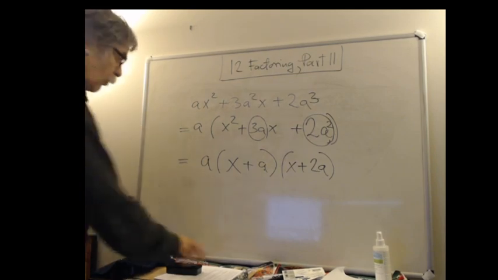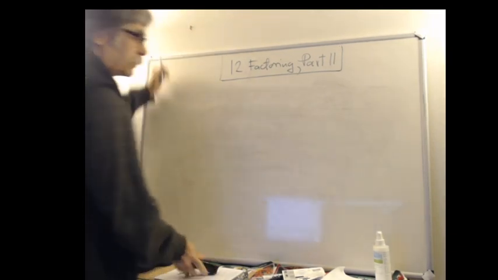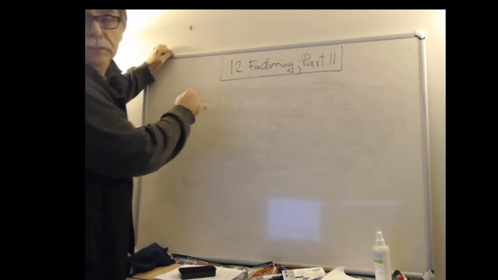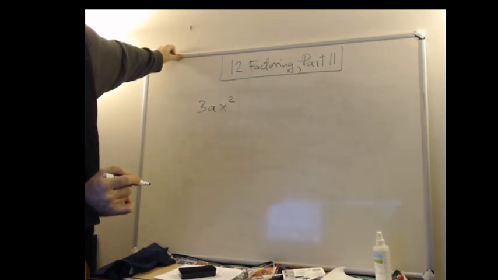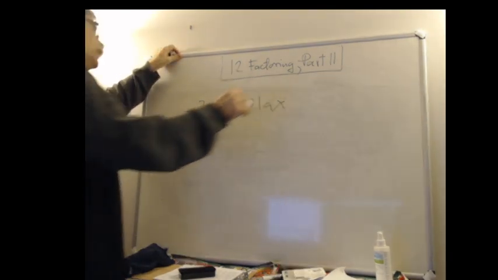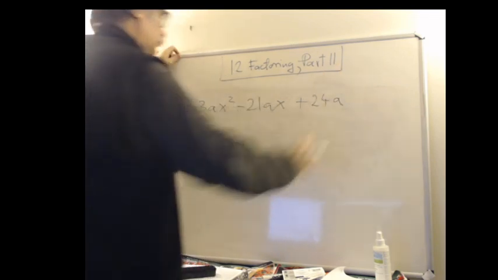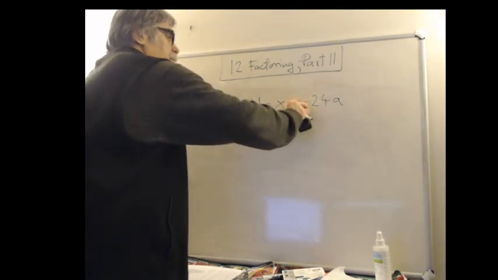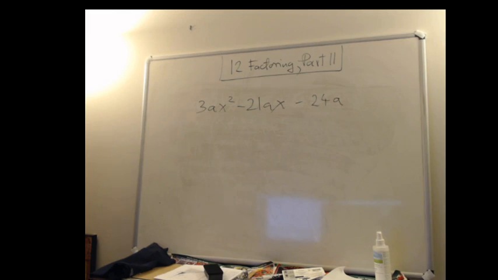I'll give you one more. So I have another complete factorization. It says do the complete factorization here. Let's see. 3ax squared minus 21ax plus 24a. Okay? Let's put here a negative to make it nicer, or a little more problematic, right?